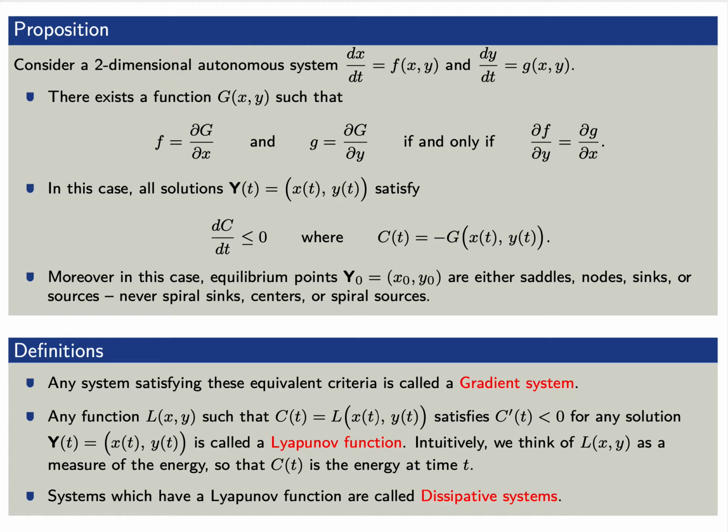Any function L of x,y such that if we write C of t is L of x of t comma y of t, and it satisfies C prime of t is less than 0 for any solution Y of t, is called a Lyapunov function. Intuitively, we want to think of L of x,y as a measure of the energy, so that C of t is the energy at time t. Systems which have a Lyapunov function are sometimes called dissipative systems.